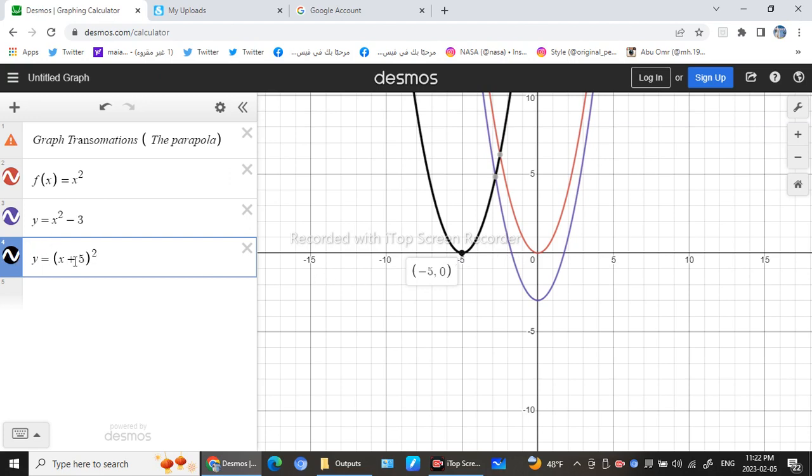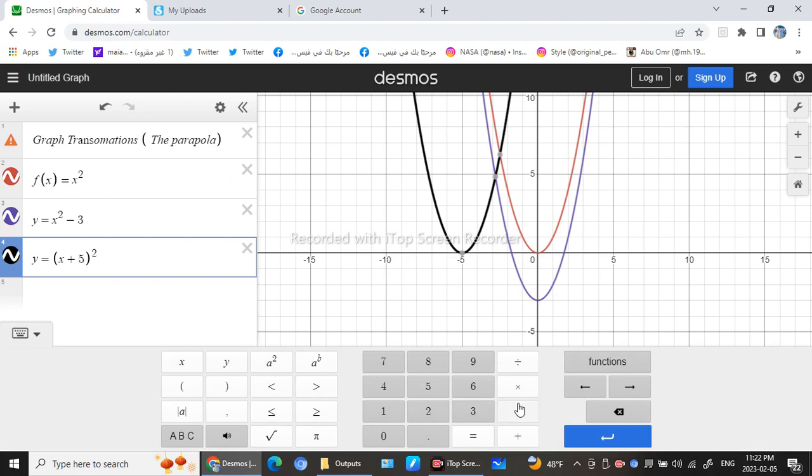But if it is negative, if I subtract 5, it is shifted to the right by 5 units.